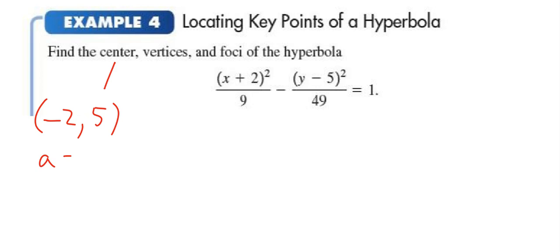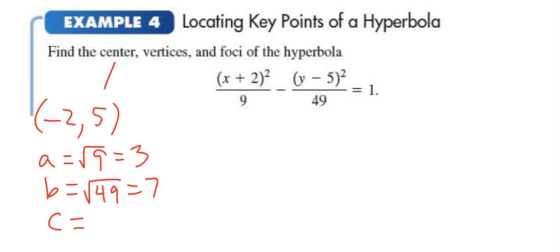We've got an a value of square root 9, which is 3, and a b value, which is the square root of 49, or 7. Just for fun, can you tell me how to find c? Yes, 9 plus 49, right. We don't have to worry about the absolute value because we're not subtracting, we're adding.